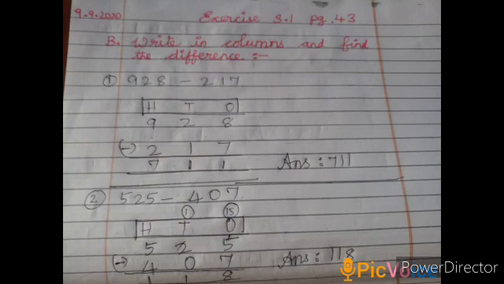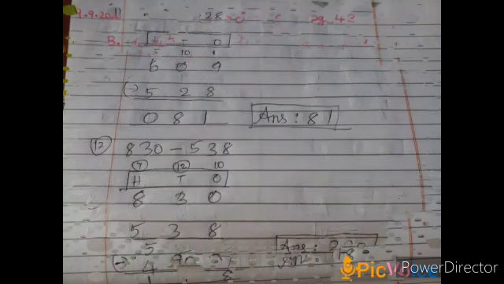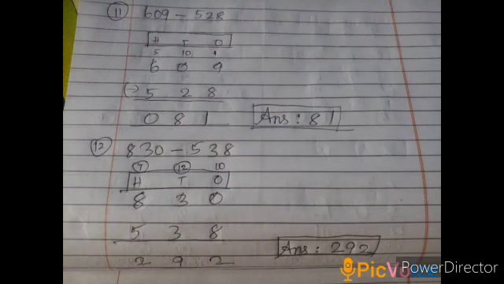15 minus 7, 8. 1 minus 0, 1. 5 minus 4, it is 1. The answer is 118. 11th sum, 609 minus 528. Write the number according to the place value, ones, tens, 100. 609 minus 528, and start the subtraction from ones place number.